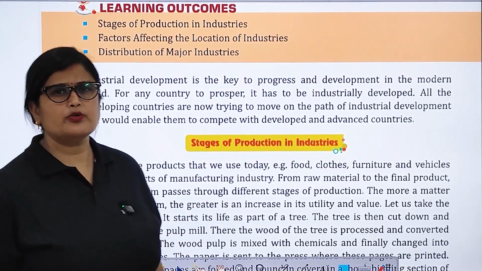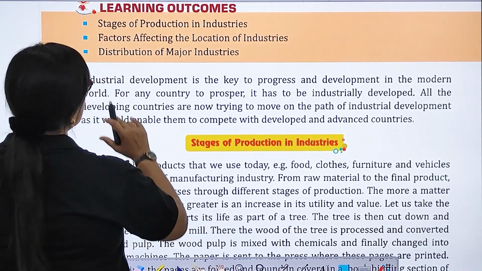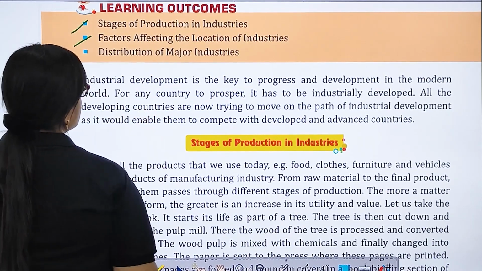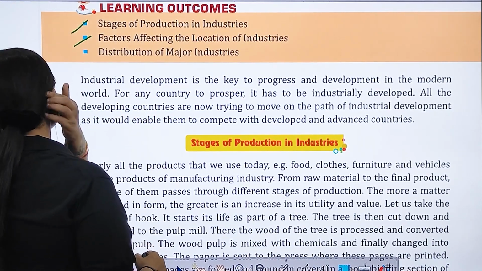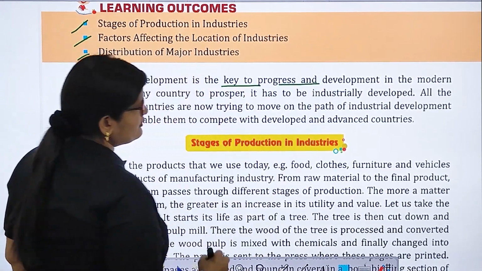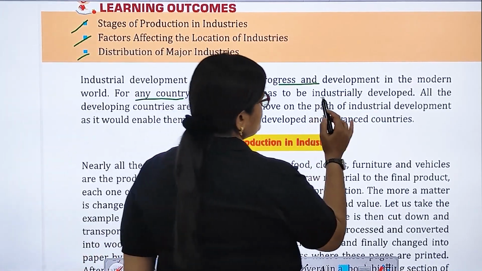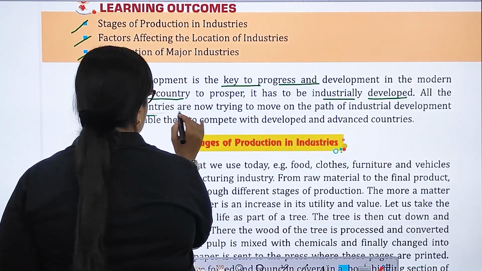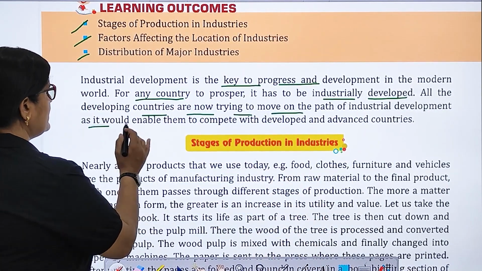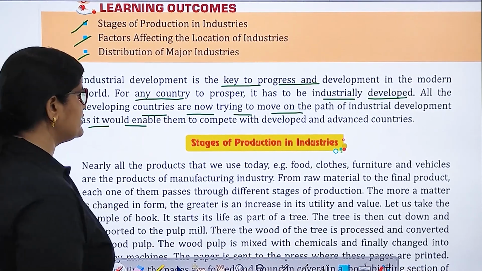Today we will learn about manufacturing industries, okay, in this chapter. So what are the learning outcomes? Stages of production industries, factors affecting the location of industries, distribution of major industries. Industrial development is the key to progress and development in the modern world. For any country to prosper, it has to be industrially developed. All the developing countries are now trying to move on the path of industrial development, as it would enable them to compete with developed and advanced countries.